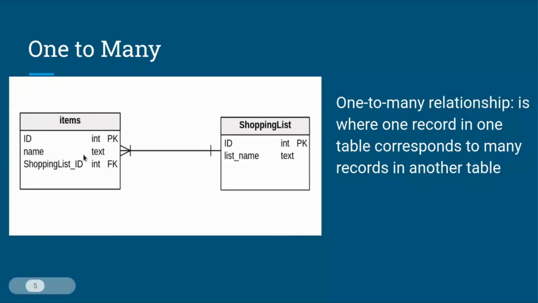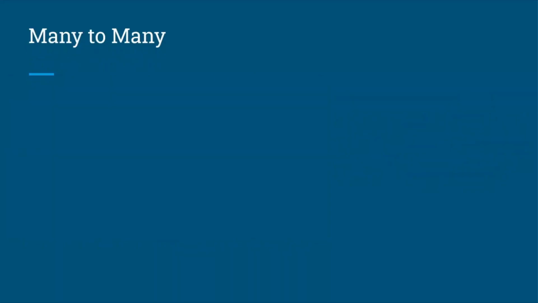For this case, we also have to store the shopping list ID, which is the foreign key, and we can easily map this. Whenever we find this ID here, we can join these two tables and have the data inside our application. And we also have the last one, which is many-to-many.